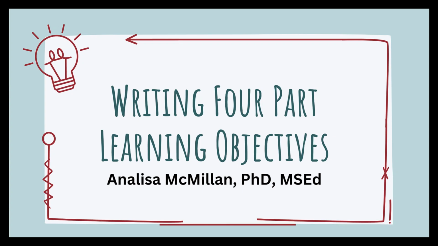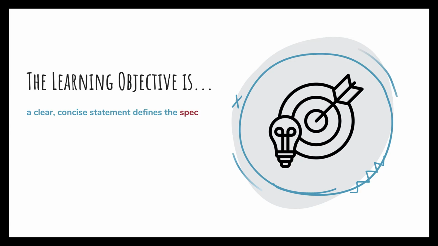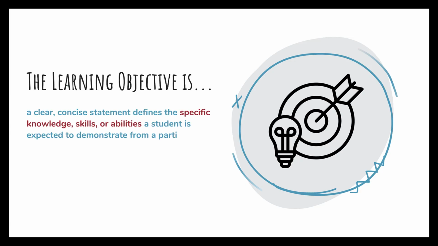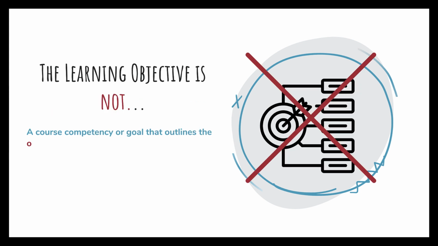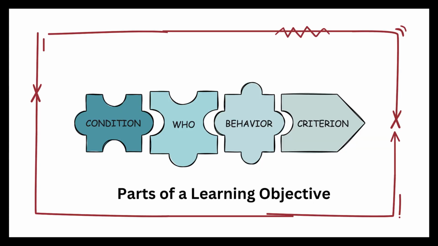Writing four-part learning objectives. The learning objective is a concise statement that defines the specific knowledge, skills, and abilities a student is expected to demonstrate from a particular learning activity or a lesson. It is not a course competency or a goal that outlines the overall abilities or knowledge students should develop by the end of a course or a program. While there are additional ways to create learning objectives, this video will cover the four parts of a learning objective.